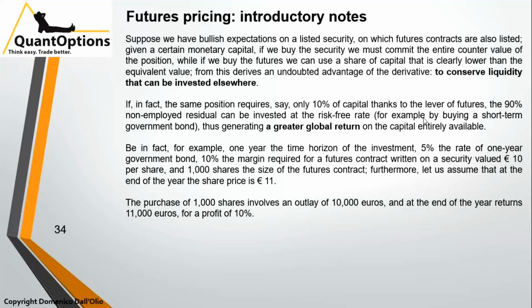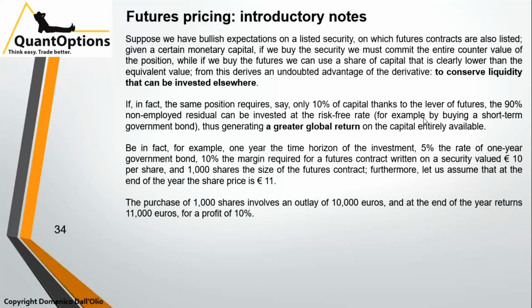Let's assume, for example, a time horizon of 1 year for the investment, 5% as the rate of a 1-year government bond, 10% as the margin required for a futures contract written on a security valued €10 per share, and 1,000 shares as the size of the futures contract. Furthermore, let's assume that at the end of the year the share price is 11.